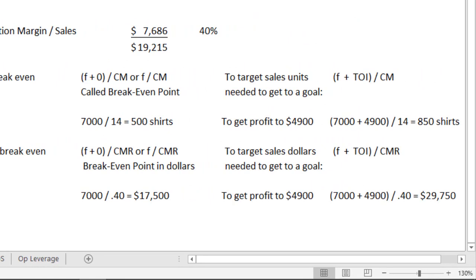In other words, the only difference between targeting sales in dollars versus units is you change the contribution margin to contribution margin ratio. So 7,000 plus the targeted income of 4,900 divided by 40%, which is the contribution margin ratio, gives you 29,750. So that's the sales that she needs to collect.